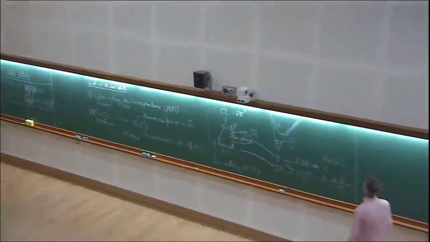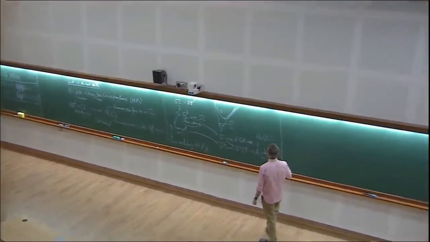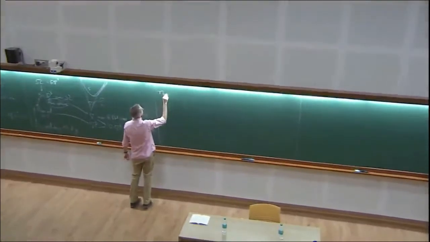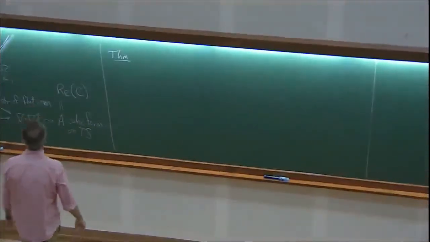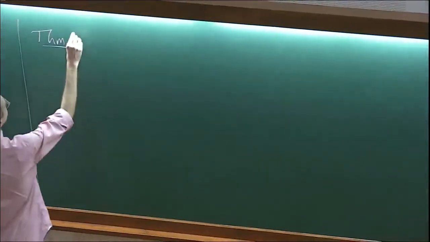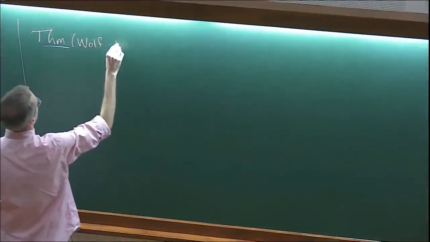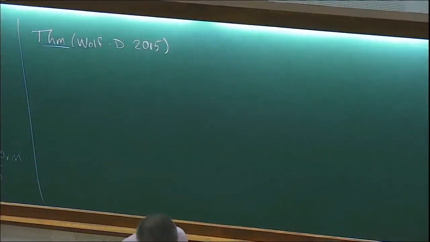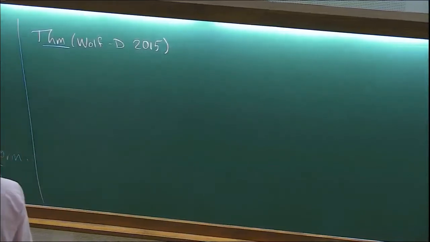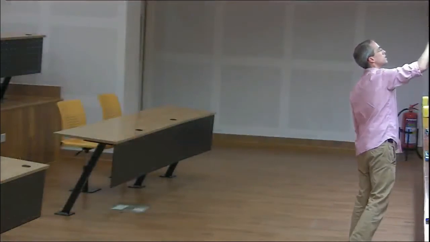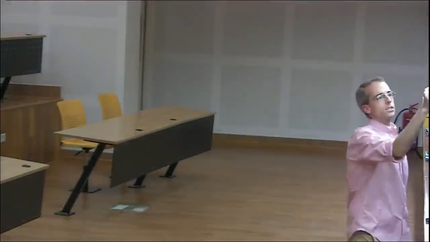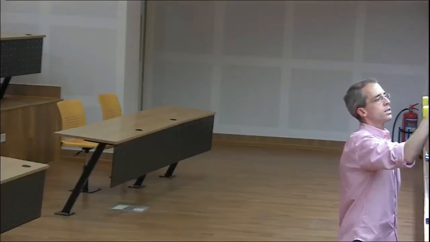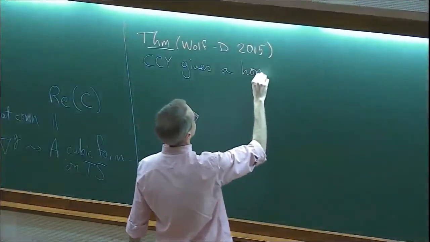So I'm going to give them in reverse chronological order. The first one comes from a previous joint project with Wolf, of which this is a continuation. This is from 2015. So we showed that under this, maybe I'll abbreviate it CCY for Calabi, Cheng, Yau, that this correspondence gives a homeomorphism between the following spaces.